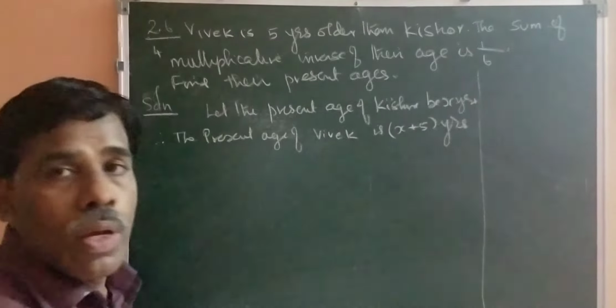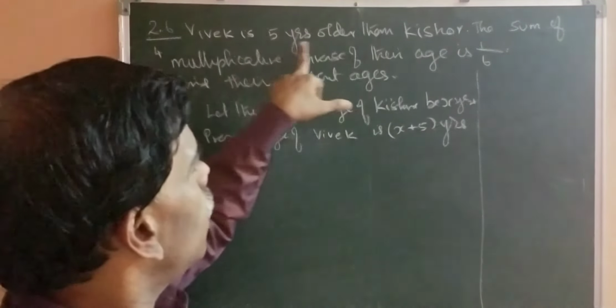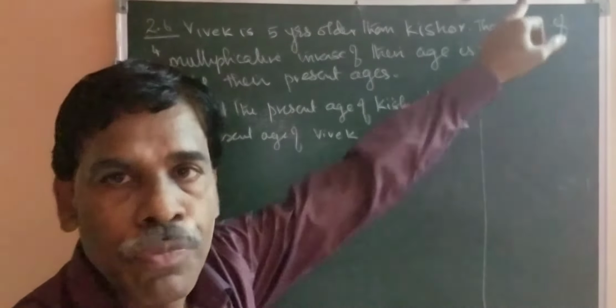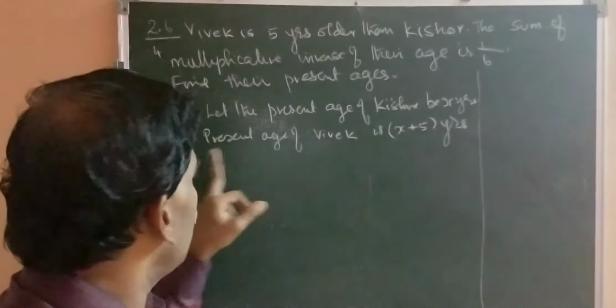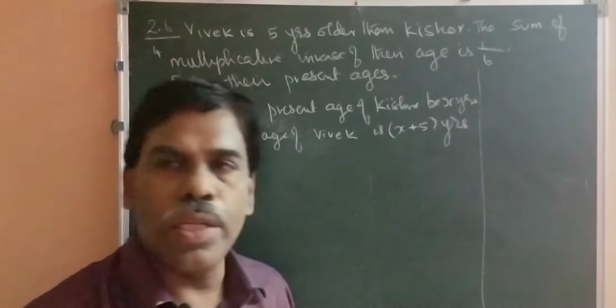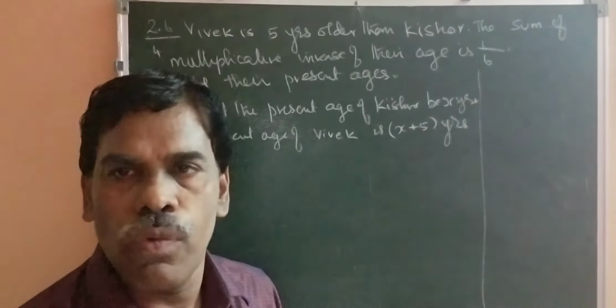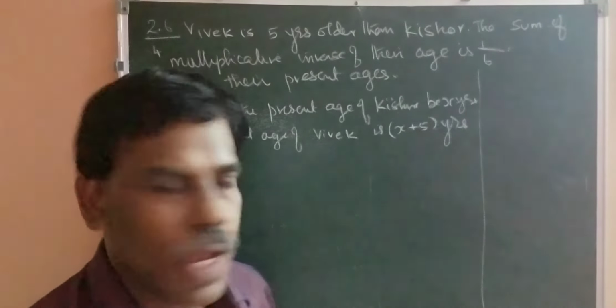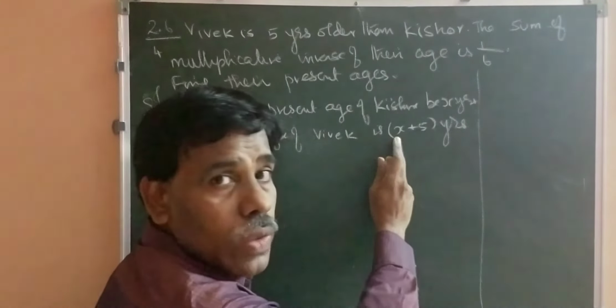Now listen very carefully. The first sentence is over. Vivek is 5 years older than Kishore. So we have taken the age of Kishore as X. Therefore, the present age of Vivek is X plus 5. Suppose you are 10 years old. Your brother is 5 years elder than you. What will be his age? 10 plus 5. The same thing we did. Here instead of 10, we have X. So here also X plus 5.